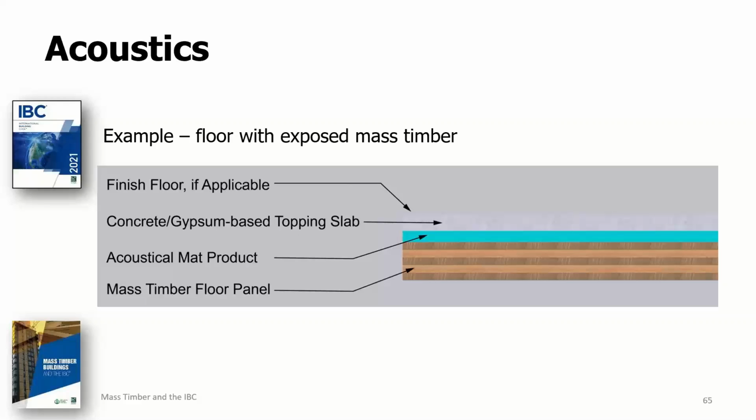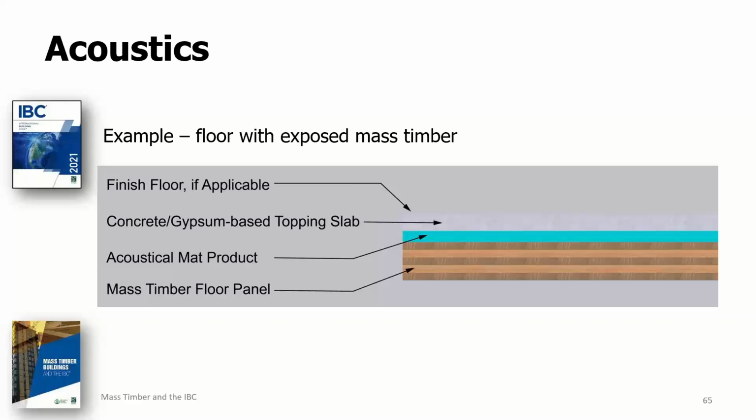All right, where the design calls for exposed mass timber on the ceiling, a common floor ceiling assembly includes the following from top to bottom, as shown in this figure. You see a finished flooring material. Then you see concrete or gypsum-based topping, usually 1 to 3 inches thick. You have an acoustical mat or underlayment beneath that, and that's to provide that vibration break or decoupler. And then also you have the mass timber panel.